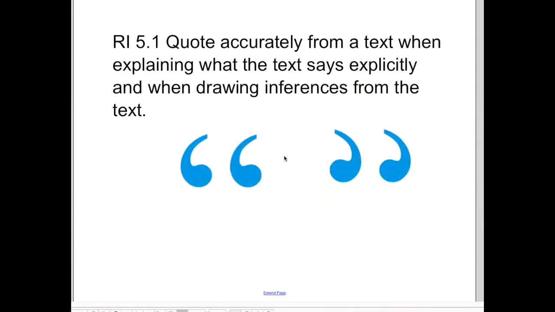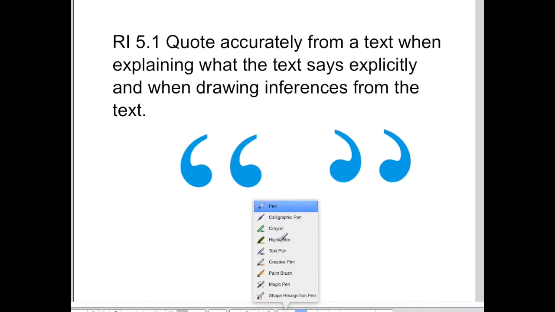Graders, today we are starting a new standard. It is Reading Informational Text 5.1. It says, quote accurately from a text when explaining what the text says explicitly and when drawing inferences from the text.